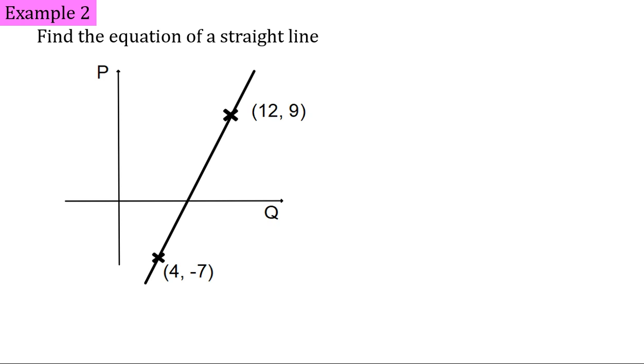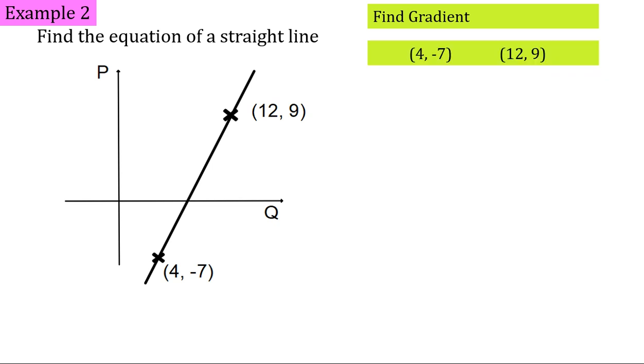Example 2. Find the equation of this straight line. Now again, you're given 2 points, and we're not given the y-intercept. So find our gradient. So you write your points out. 4, negative 7, 12, 9. Again, I'm going to go through this quite fast because we've been doing this a lot. So x1, y1, x2, y2.